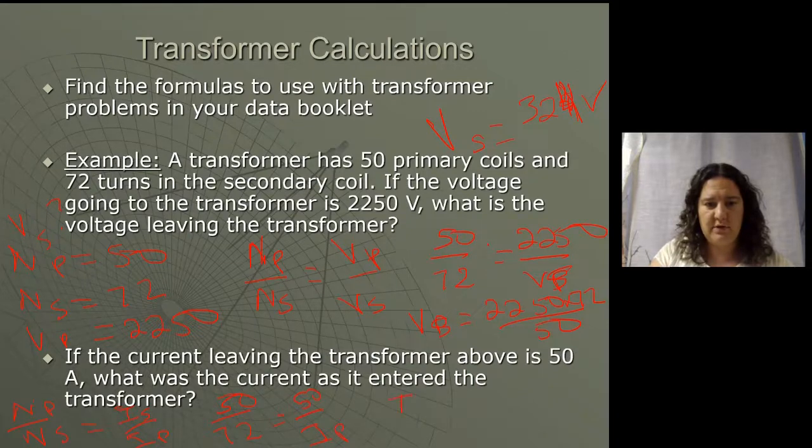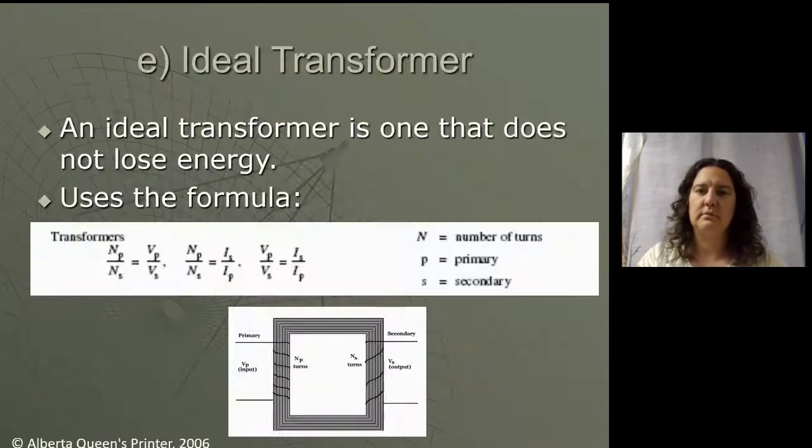So we rearrange this. The primary current is equal to 50 times 72 divided by 50. So we get a total of 72 amps as our primary current. In these ideal transformers, no energy is lost. And we have three different ratios that we could use: number of turns and voltage, number of turns and current, and the voltage and the current.